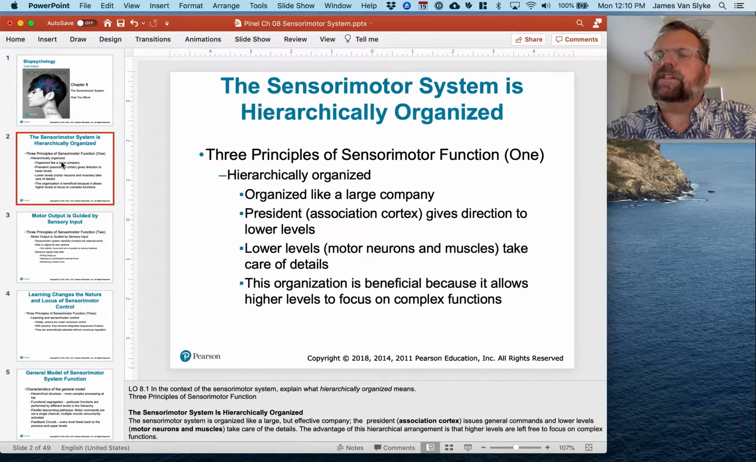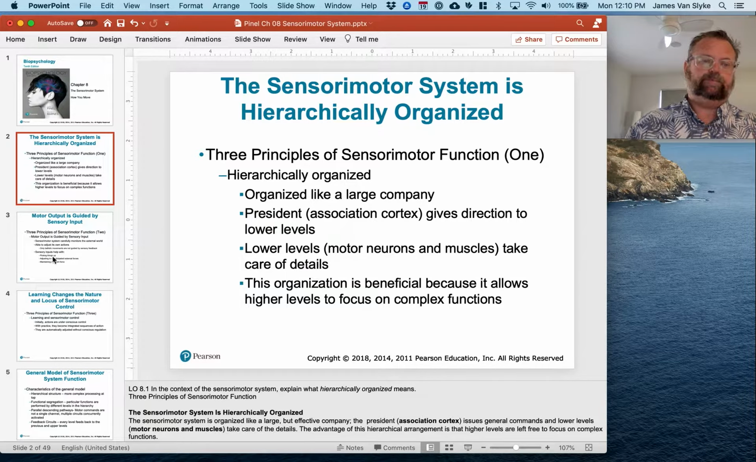So that's why our sensorimotor systems are geared towards making things that are routine more automatic and trying to decrease the amount of cognitive attention we have to give to those lower level activities, which allows us to do more.